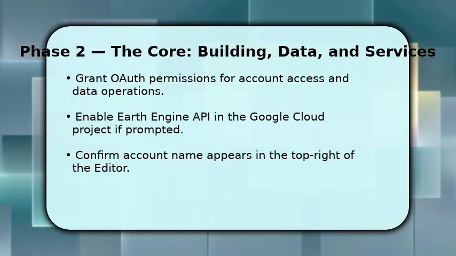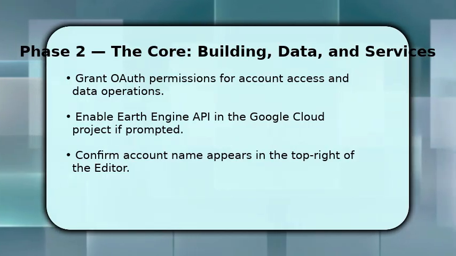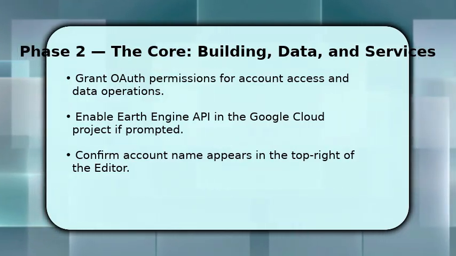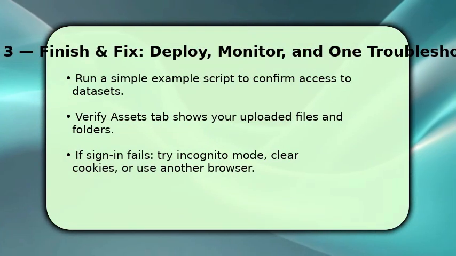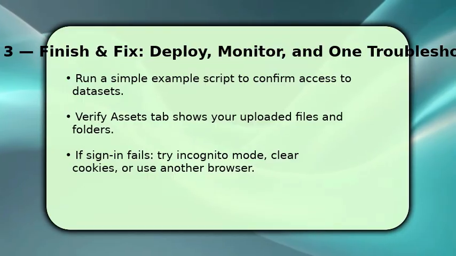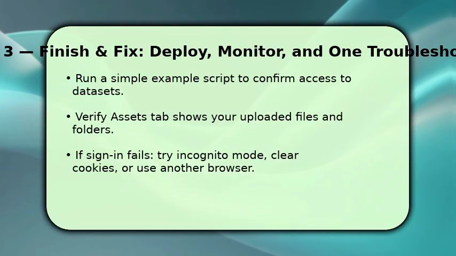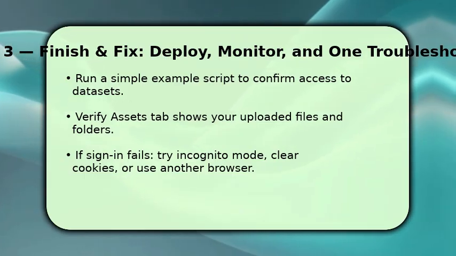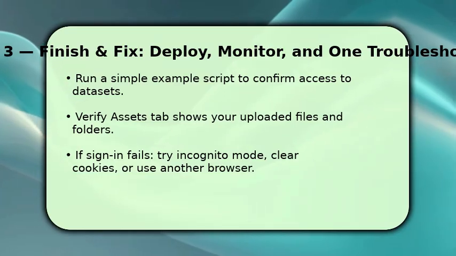After granting permissions, check that your account name appears in the editor's top right. That visual confirmation means authentication succeeded, and you can run example scripts. To finish, run a basic example script that lists a public dataset or prints your asset route. This validates both authentication and API access. Make sure the Assets panel displays your uploads so you know permissions and project linkage work.